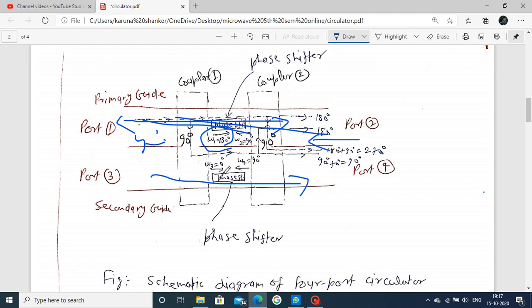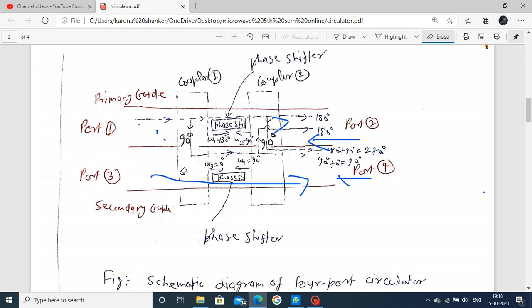The phase shift introduced by the phase shifter is 0 degrees. This is W3, which is 0 degrees. Suppose we apply port 4 as input and observe port number 3 as output. The phase shift is 90 degrees. This indicates the properties of the phase shifters you use here.